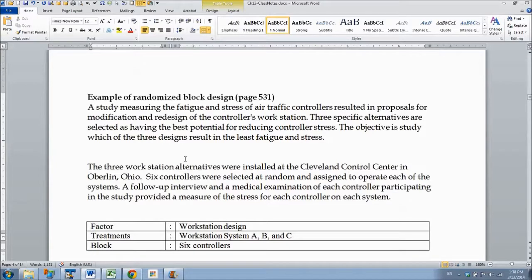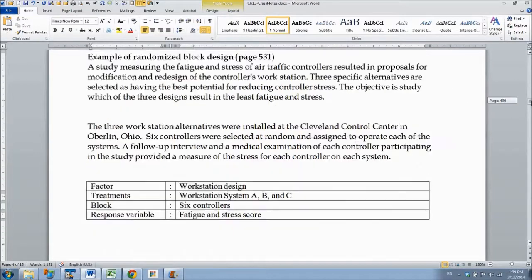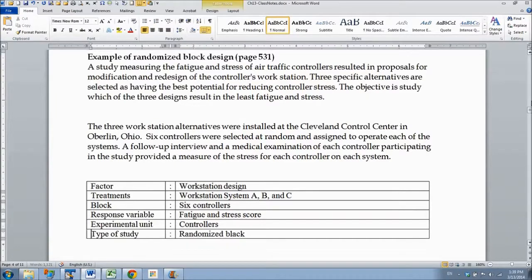That difference is not of interest to us. We are interested only in studying the stress and fatigue caused by the different workstation systems. That's why that is the factor, and the controllers are the block. The response variable is the fatigue and stress score measured after they have used one of these systems. The experimental unit is the controllers, and the type of study is randomized block.